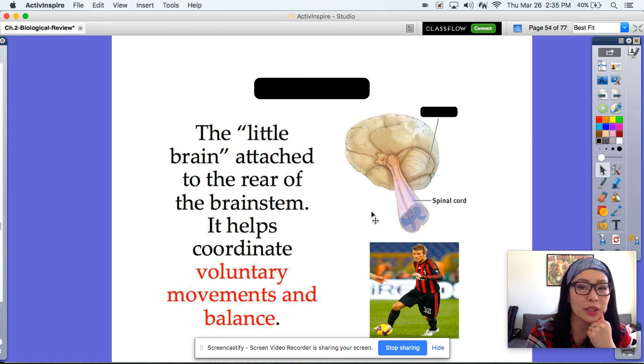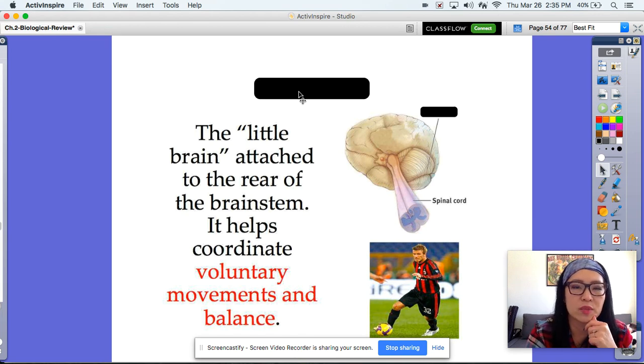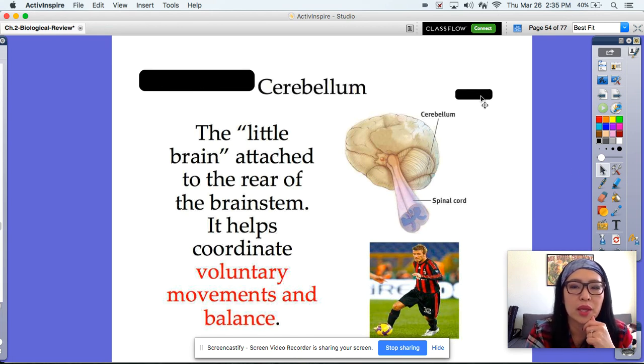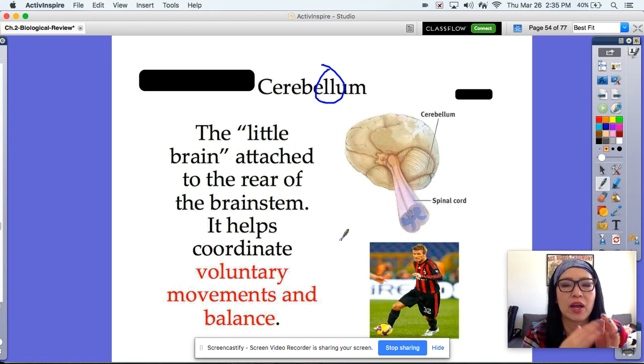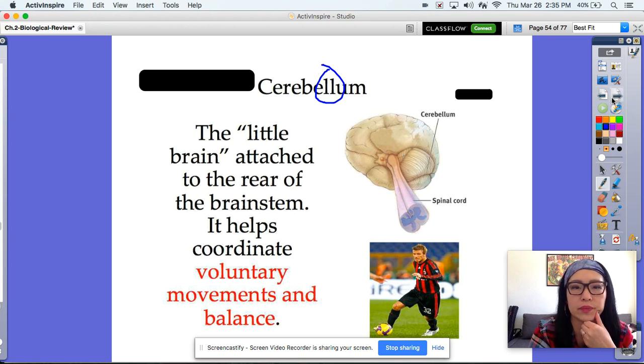Okay, then we have this one. Remember, we have David Beckham. He has really good motor movements, really coordinated. So this is called the cerebellum. The way we remember that is the two L's look like legs. Legs help you have balance and coordination. And it looks like a little tennis ball in the back of your head.